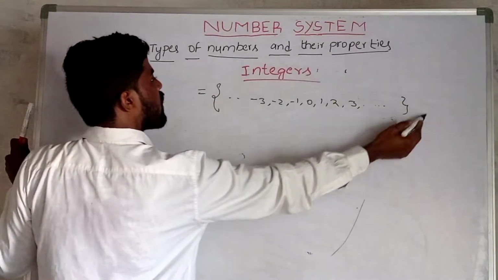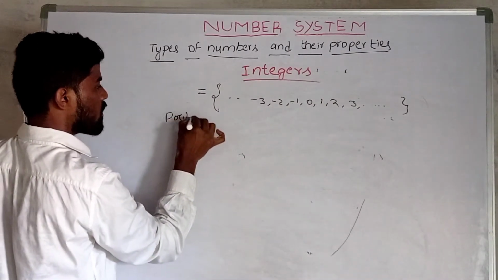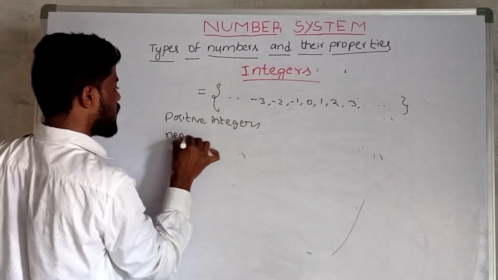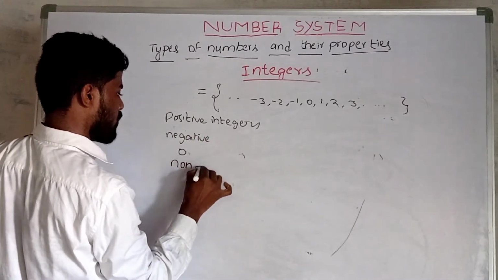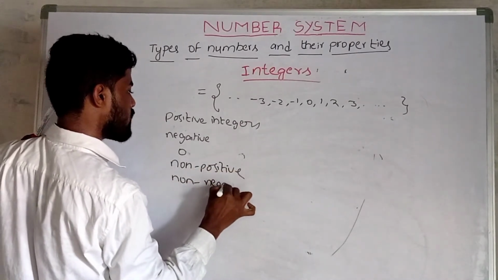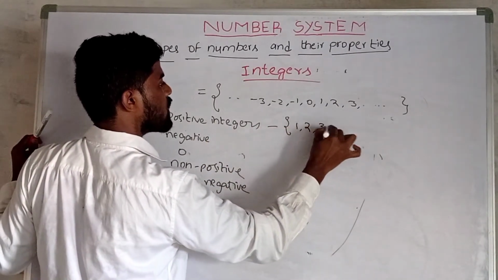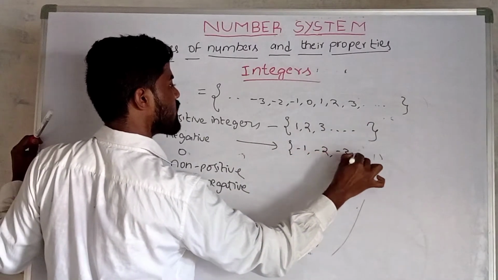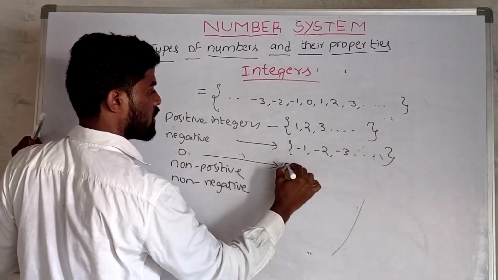These all numbers are called as integers. They are again divided into positive integers, negative integers, 0, non-positive integers, non-negative integers. Positive integers are 1, 2, 3 and so on. Negative integers are -1, -2, -3 and so on. 0 neither has negative sign nor positive sign.